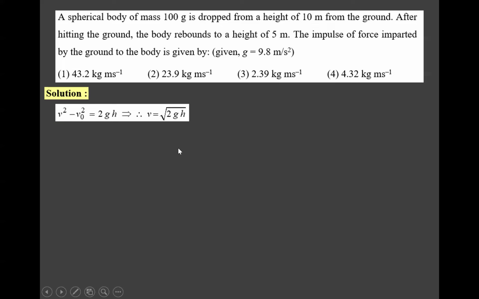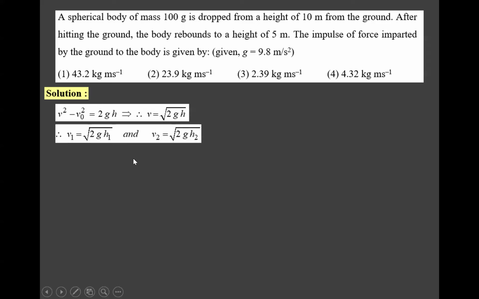Now see, we have the equation for motion with constant acceleration. So we can write v square minus v0 square equal to 2gh. If the body is free falling from height h, then when it hits the ground, its velocity v is equal to under root 2gh. And after rebounding, if it reaches height h, it means when it rebounds, its initial velocity is also given by the same equation, v equal to under root 2gh.